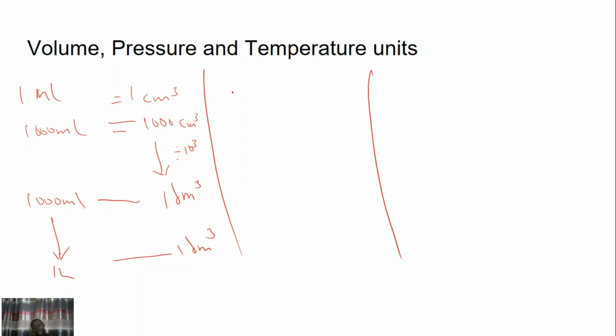Pressure can be given as atm, and 1 atm, atmospheric pressure, is usually equal to 760 millimeters of mercury. Take note of that. And for temperature, if you are given degrees Celsius, you add 273 to it to give you Kelvin. Okay, so take note of that.